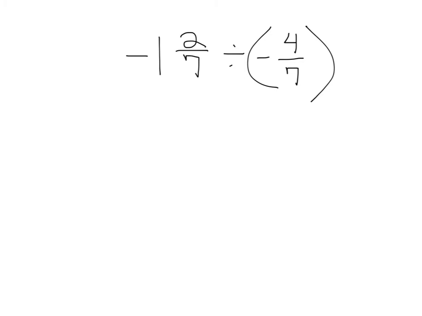All right, so we have negative 1 and 2 sevenths divided by negative 4 sevenths. So let's first change this mixed number into an improper fraction. 1 times 7 is 7, plus 2 is 9, so it's negative 9 over 7. And then we'll change to multiplying. And this second fraction, we're going to flip. This negative will go with the 4. So it'll be now 7 over negative 4.